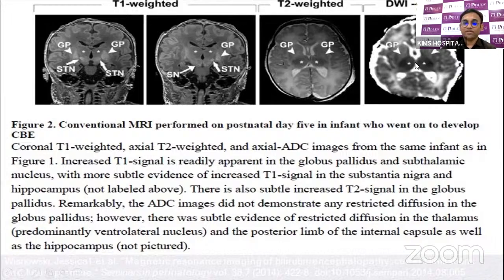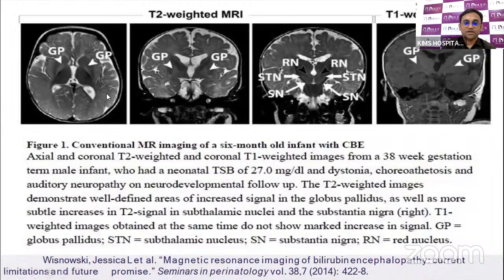In DW weighted images, we don't find any diffusion restriction, which we usually see in babies with hypoxic ischemic encephalopathy. This is a baby around 6 months old, where we know that the T2 changes are more prominent than the T1. We can see the globus pallidus hyperintensities, and even the subthalamic nucleus and the substantia nigra are hyperintense in these areas. In the T1 images, we can still see that part of the globus pallidus is mildly hyperintense.